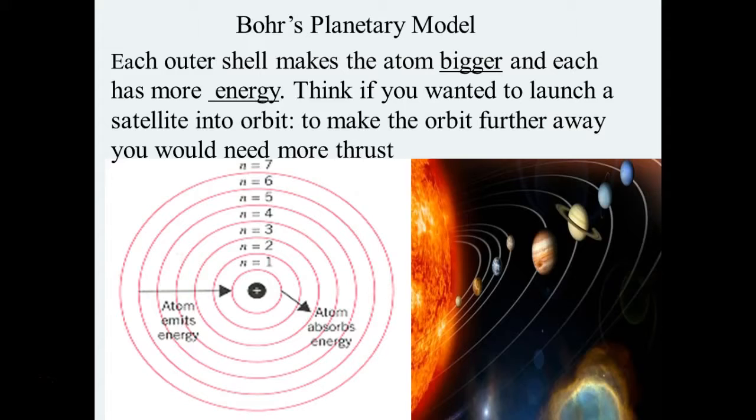A way to think about this is, imagine you want to launch a satellite and you want it to orbit the Earth, right? The way a lot of our satellites do. If you want that satellite to orbit the Earth from a further distance, you would have to use more thrust to get that satellite out that far, right? And that's how it works with the electrons too. The bigger the atom, the more energy those electrons on the outside have.